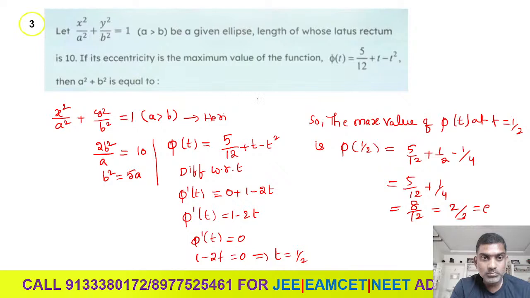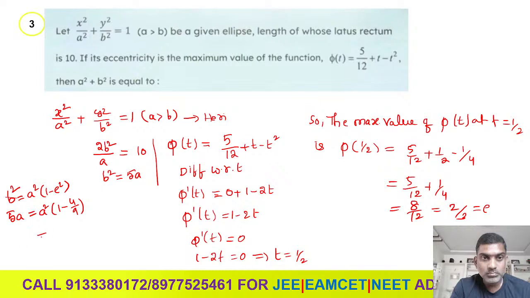Now, what they are asking us is a square plus b square, what is the value? So if we see the relation between a and b, b square is equal to a square times 1 minus e square. Yes or no? Okay, simplify now. 5a equal to a square times 1 minus e square. That is 4 over 9.